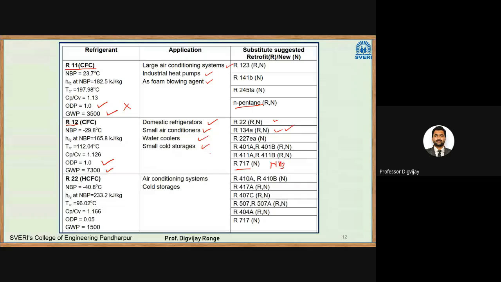Then we have R22, which is an HCFC. Its ozone depletion potential is 0.05. Though that is very low, we still don't want it, so it is being phased out. Its global warming potential is 1500. Previously it was used in air conditioning systems and cold storages. Now it is being replaced by R410A, R417A, R407, and R507. The 500 series belongs to azeotropes, and R404 belongs to zeotropes. Again R717, that is ammonia.